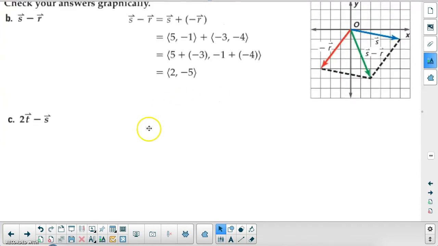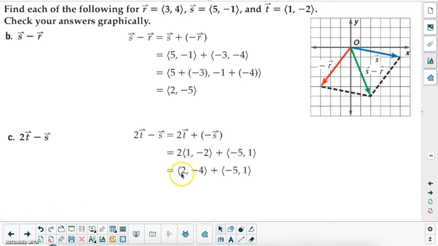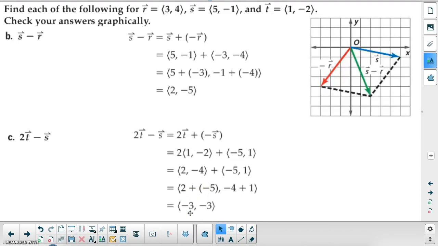Okay? For 2t minus s, we have 2 times vector t plus negative s. So we need to multiply that scalar first and then add that other vector. So when we distribute that 2, we get 2, negative 4 plus negative 5, 1. And when we combine those components together, we get negative 3, negative 3.